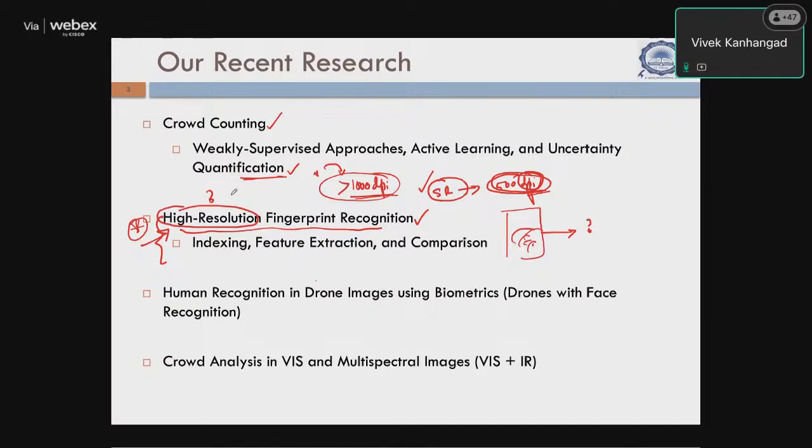Okay, and the first high resolution fingerprint recognition was explored by Professor A.K. Jain. Professor A.K. Jain is one of the pioneers in this area of fingerprint recognition, considered sort of the father of fingerprint recognition. His research group in 2006 explored for the first time high resolution fingerprints: can we achieve additional details from high resolution fingerprints so that we can improve the performance of recognition?